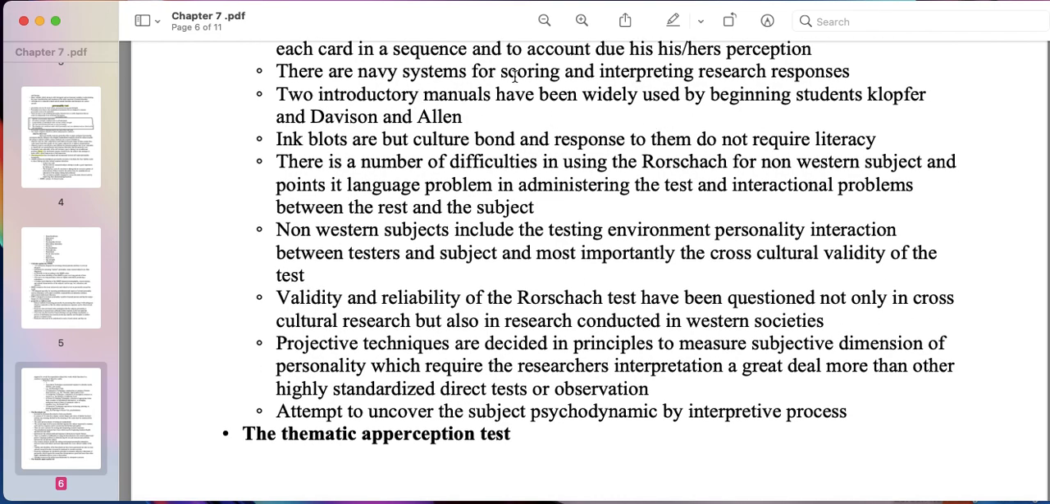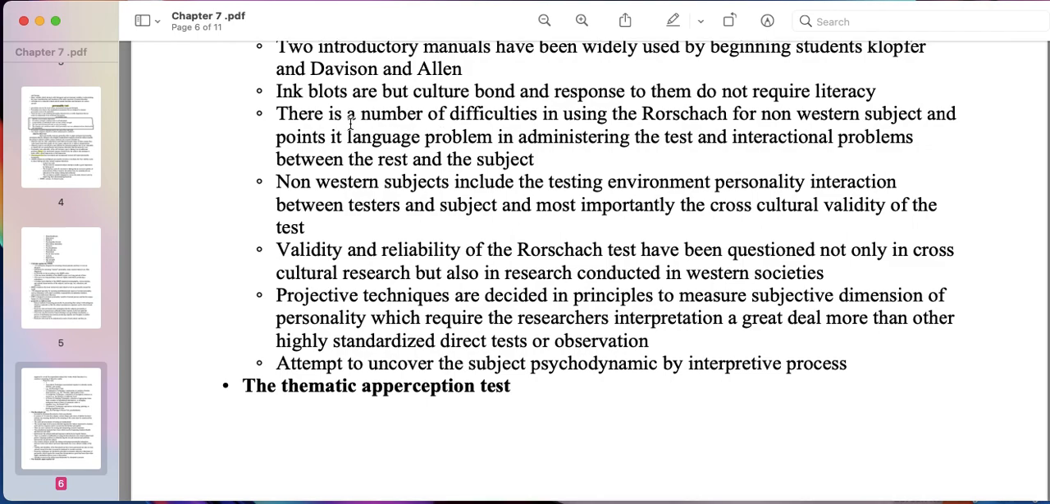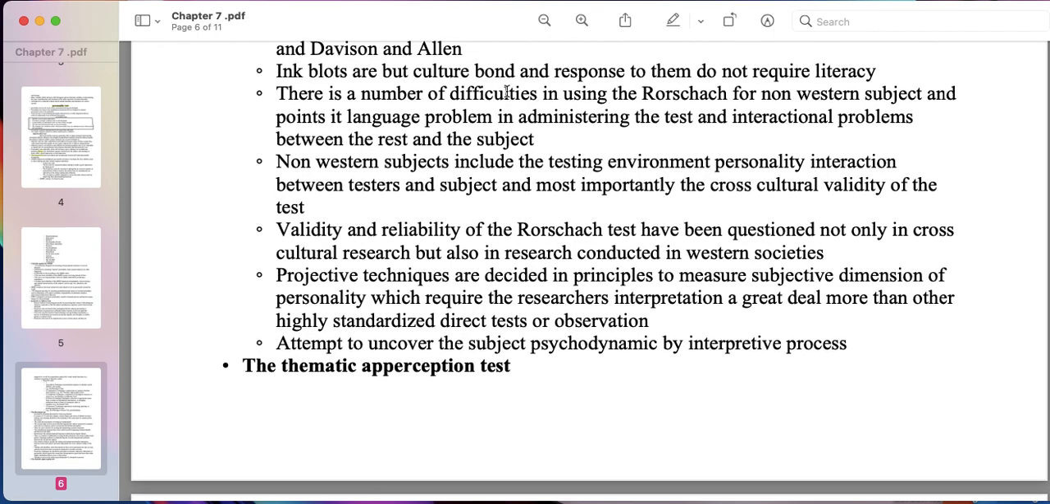There are many systems for scoring and interpreting the responses. There are two introductory manuals that have been widely used by beginning students, Klopfer and Davidson, and Allen. Inkblots are not culture bound, pretty much you could use them in every culture, and they do not require literacy. There are a number of difficulties using the Rorschach for non-Western subjects, and one is language problems in administering the test and interaction problems between the test and the subject.